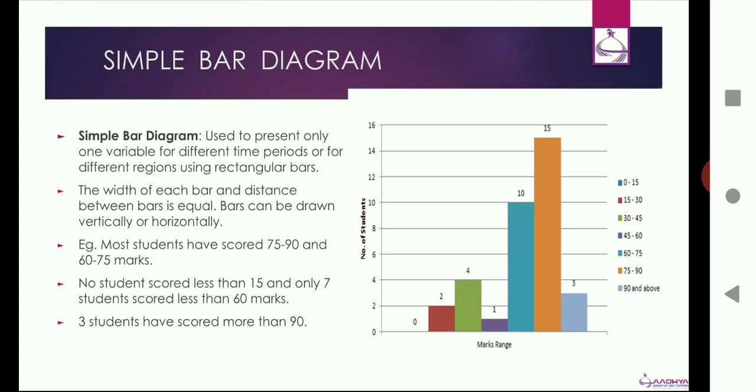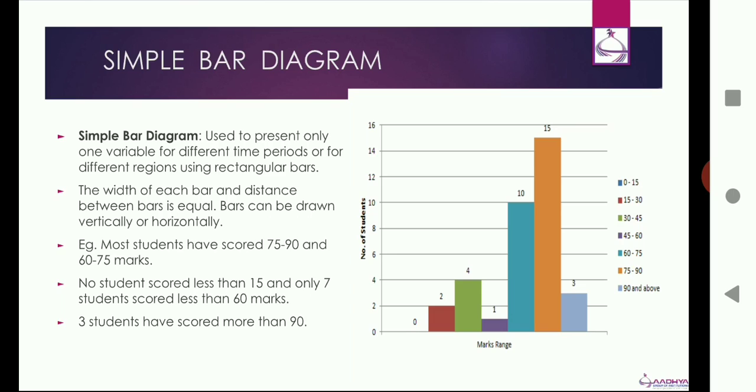A simple bar diagram is used to present only one variable for different time periods or for different regions using rectangular bars. The width of each bar and distance between bars is equal. The bars can be drawn vertically or horizontally.